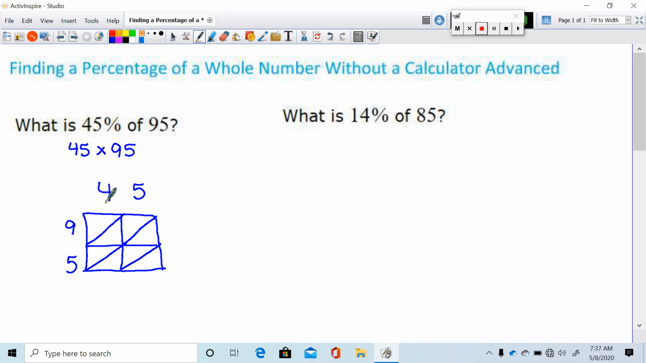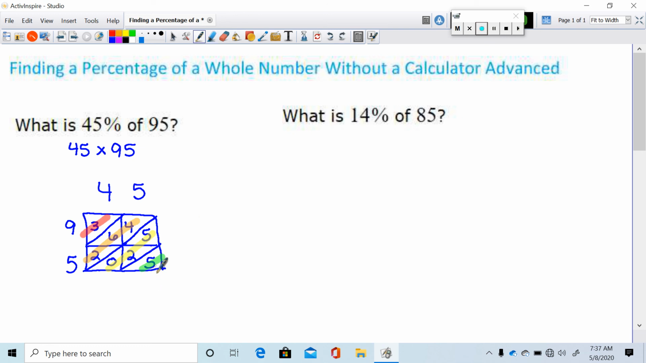Then I multiply up and over. So 4 times 9 is 36. 5 times 9 is 45. 4 times 5 is 20. And 5 times 5 is 25. Now I have diagonals and I like to put them in different colors so that when I'm actually teaching them, you can actually follow along with what I'm doing. But our diagonals separated these into parts like this.